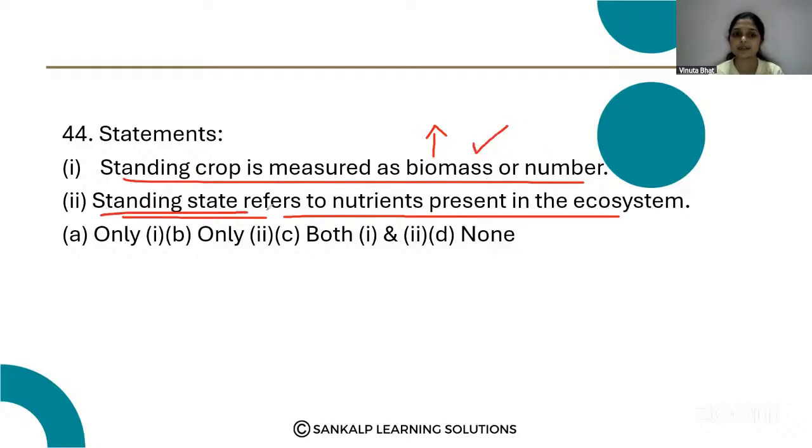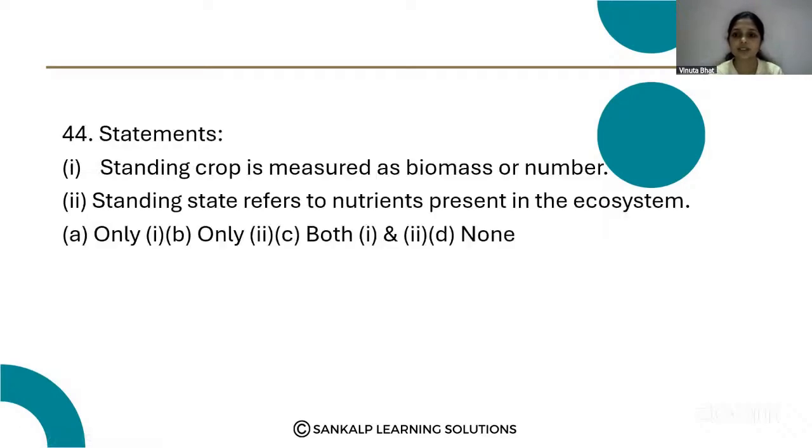Standing state refers to nutrients present in the ecosystem. So the standing state also refers to the nutrients present in the ecosystem. So here both the statements are correct, option C. Yes, next we move to question number 45.